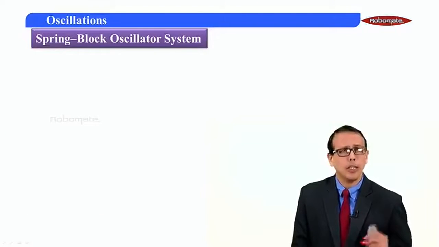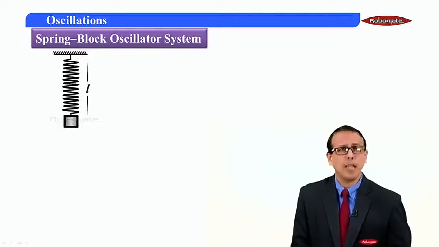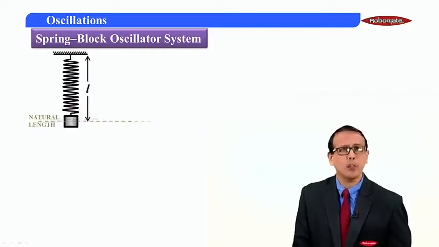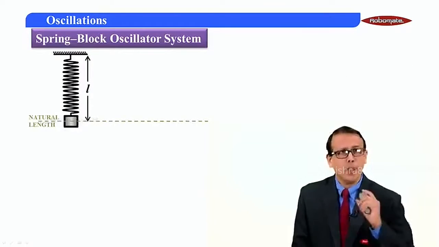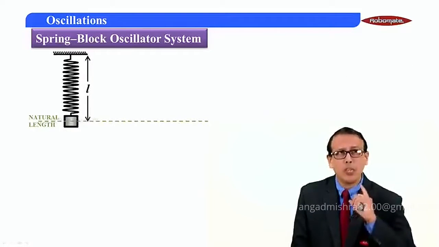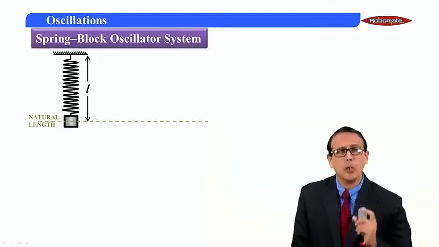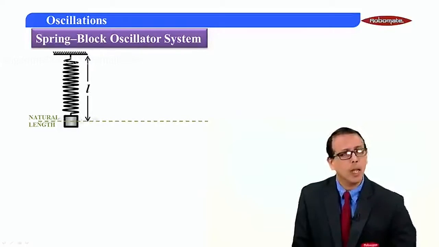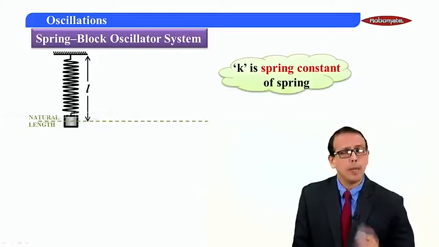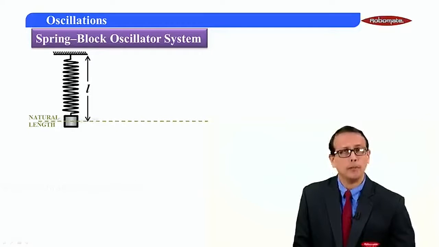Spring block oscillator system. Now students, as you can see in the diagram, we have considered a spring having a natural length L. The upper end of the spring is attached to a rigid support, and to the lower end we have attached a block of mass M. Let K be the spring constant of the spring.